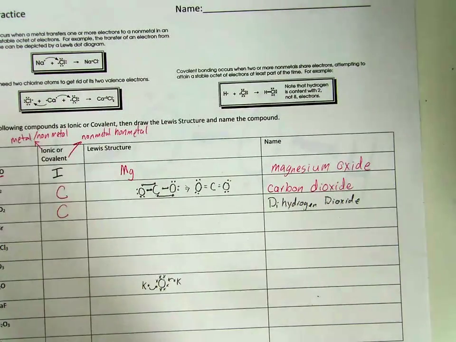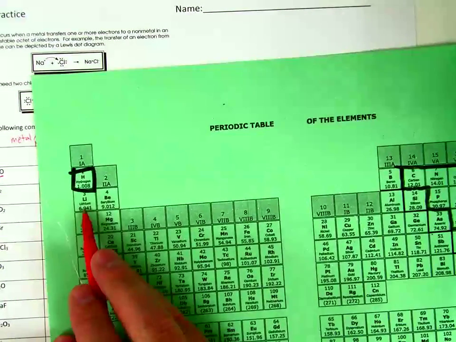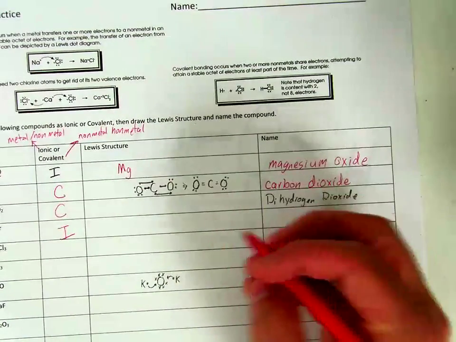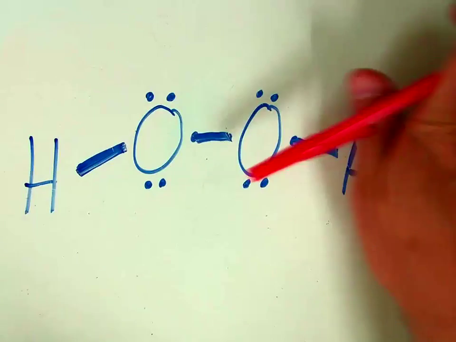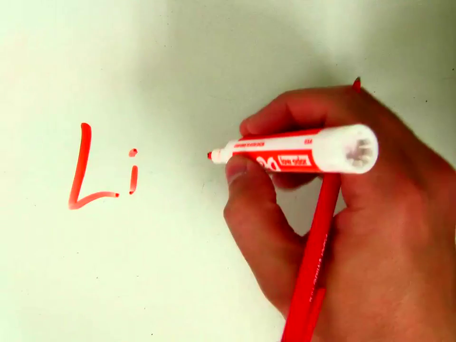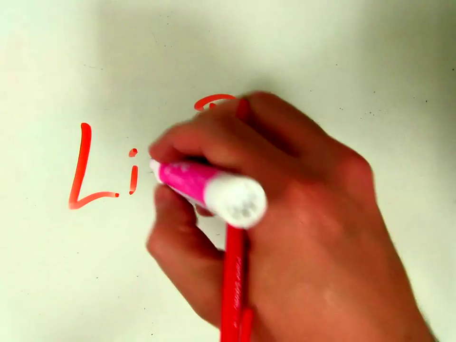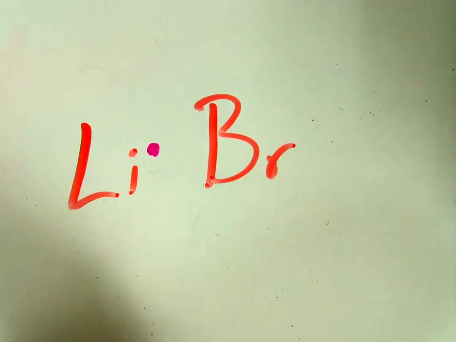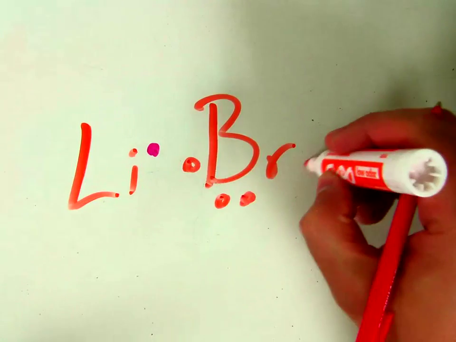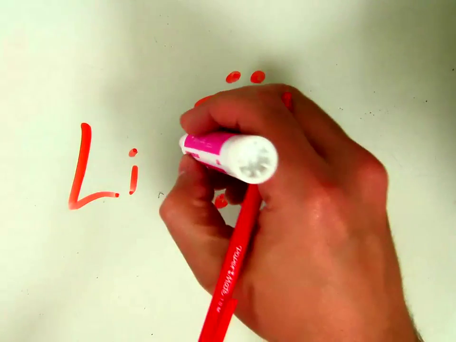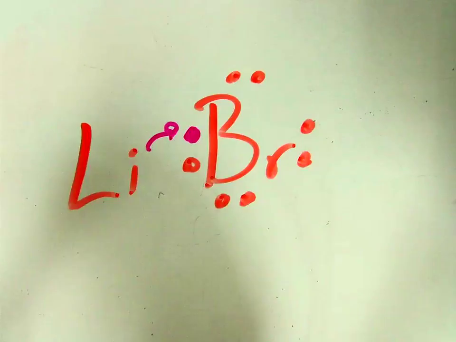LiBr. So I look at Li. I go lithium. Lithium's number 3. It's right here. It's a metal. So it's ionic. Lithium has 1 valence electron that it really wants to get rid of. And then we've got Br. Br wants 1 more. Lithium is going to give its to Br, and now everybody's happy.